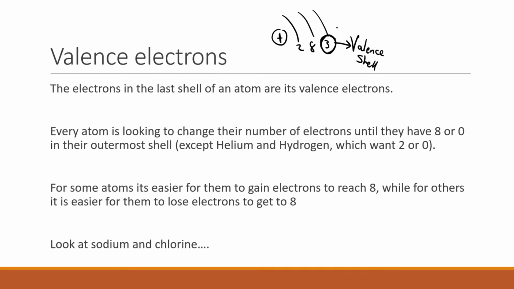And for reasons related back to the quantum mechanical model, atoms will do their best to get a valence shell that has 8 electrons in it or 0 electrons in it. They will try to fill their valence shell to 8 or empty it to 0. The only exception here is helium and hydrogen because they only have the first shell, which can't hold 8, it can only hold 2. But every other substance is going to try to fill their shells to 8 or 0.